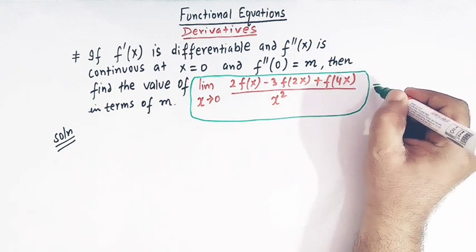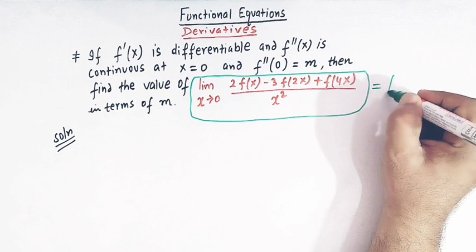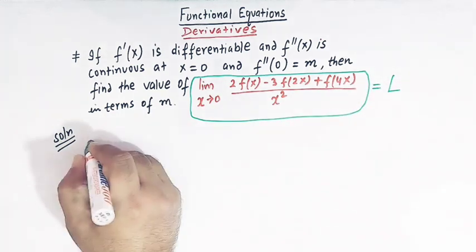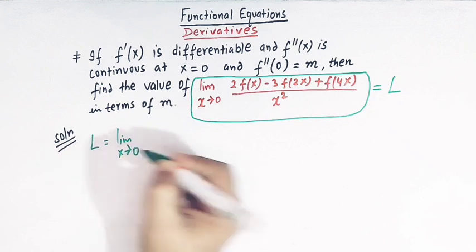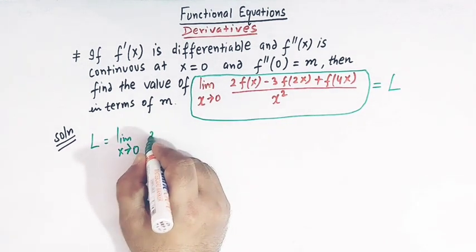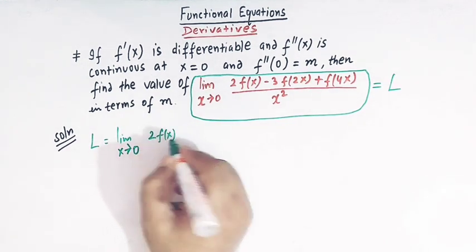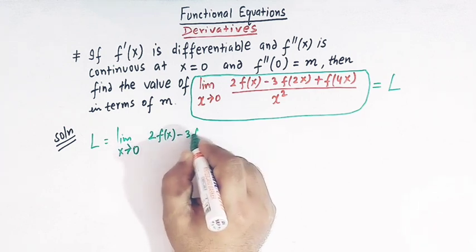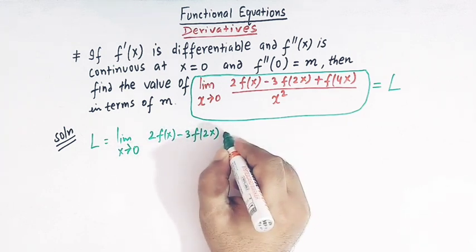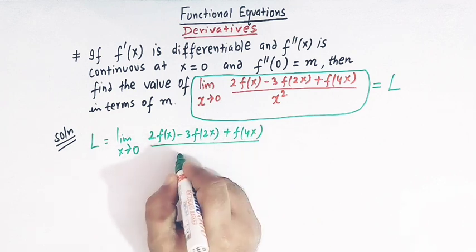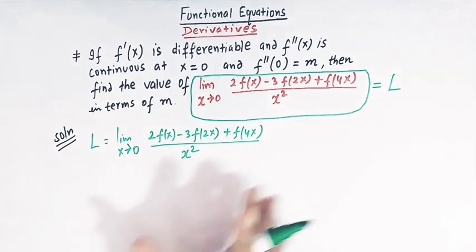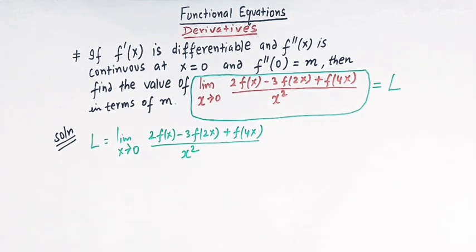So let us call this limit as, say, L, right? So L is limit x tends to 0 of 2 times f(x) minus 3 times f(2x) plus f(4x) divided by x square, right? So now here comes the role of L'Hopital's rule, right?